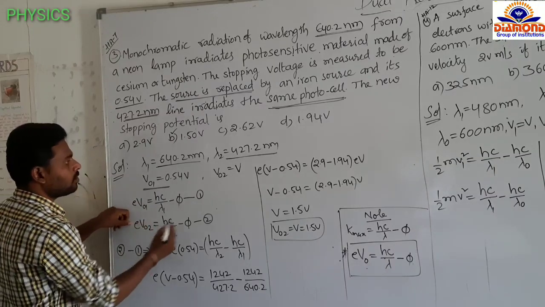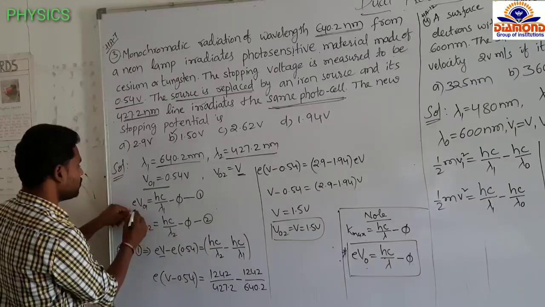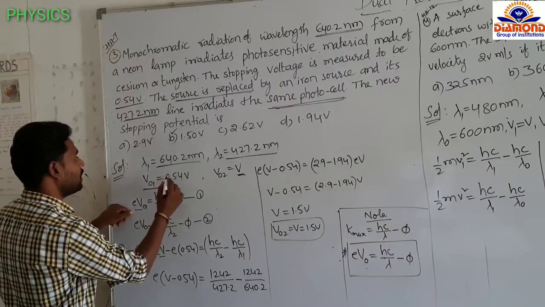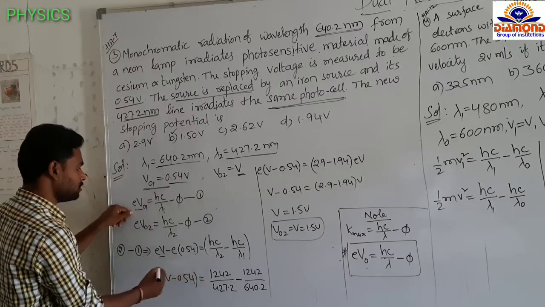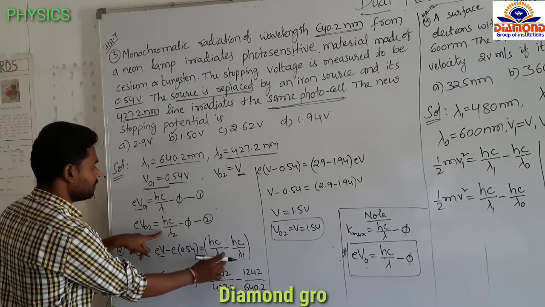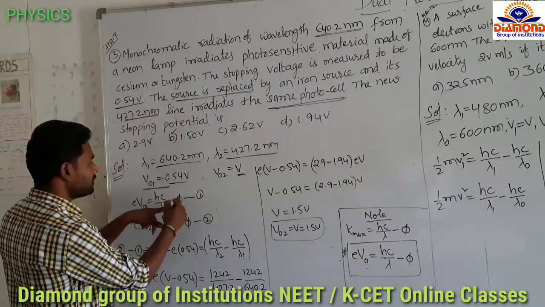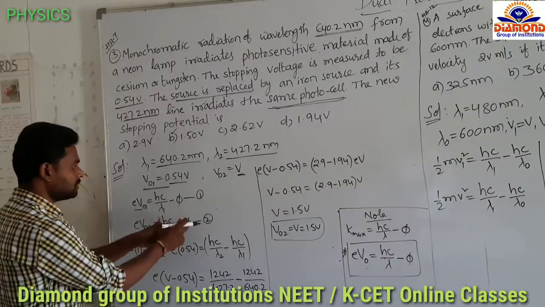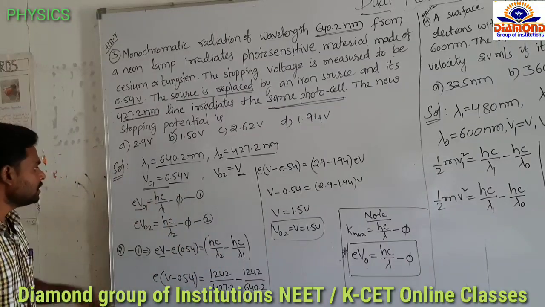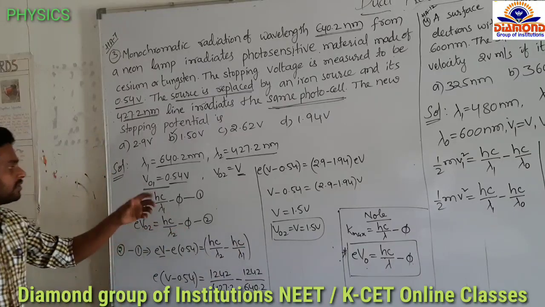So the V02 value we already assumed here as V. So eV minus eV01, and the eV01 value we already know is 0.54. I substituted that here, and the next one, hc by lambda 2 minus phi, and minus of hc by lambda 1 minus phi. So the phi will be cancelled here. So directly I am writing hc by lambda 2 minus hc by lambda 1, the work function phi will be cancelled out here.